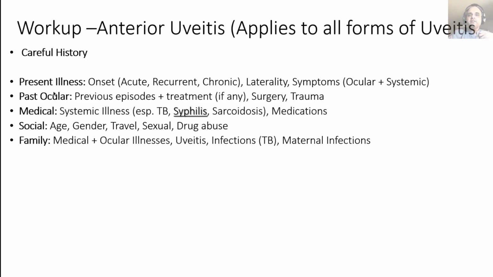For the present uveitis that the patient is presenting with, the onset is important because it tells you, are we looking at etiologies of acute disease or a chronic disease? Past ocular history is again important because it tells you, has this happened before, and you can associate it with one of the acute or chronic etiologies that we have talked about. Trauma is important because trauma can actually introduce many infectious agents, and surgery can do the same. Medical, again, TB, syphilis, sarcoidosis, very important.